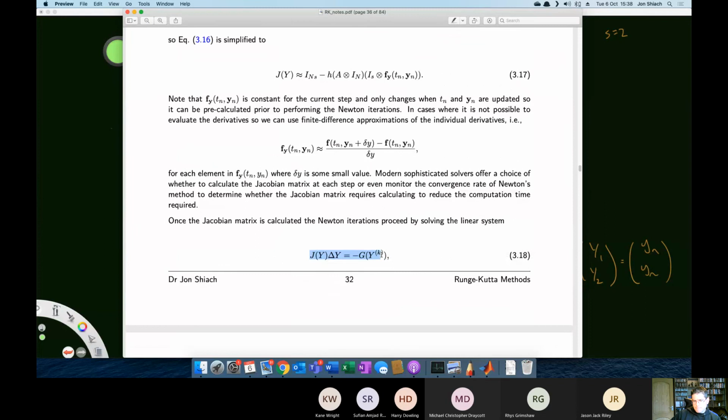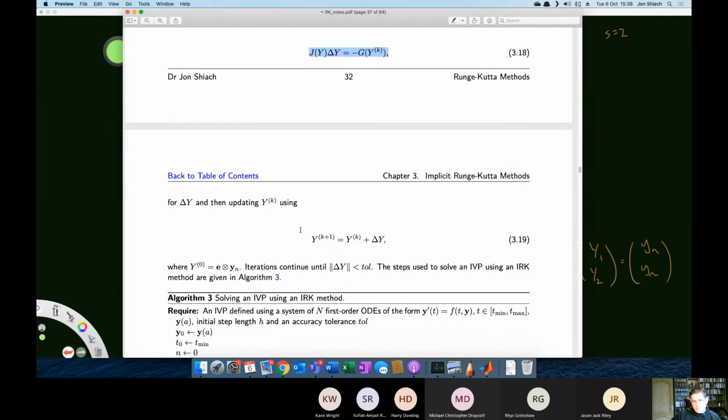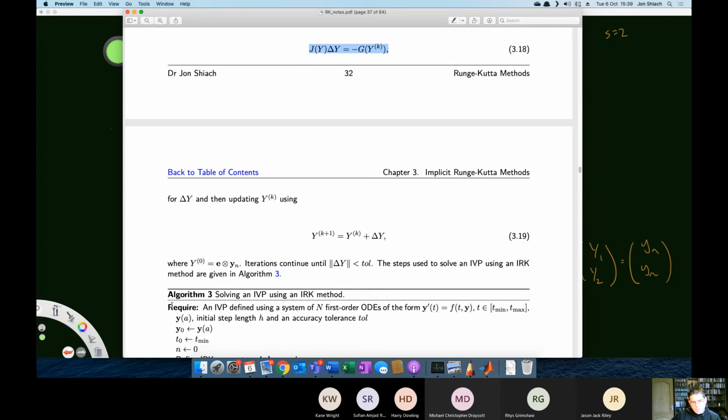This is a linear system, so we solve that linear system for delta Y, usually using LU decomposition. Then we update our estimates of our stage values by adding delta Y onto k. We continue until the norm of delta Y, because remember delta Y is a vector, is less than some tolerance. So that's quite a lot to take in. It is quite involved to actually calculate and to code up an IRK method.